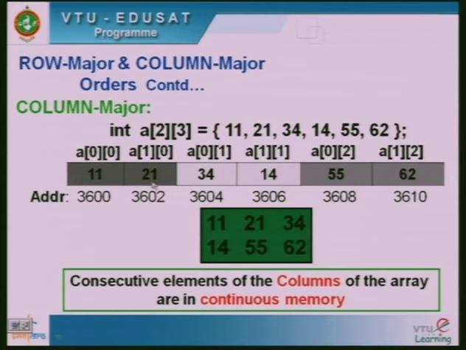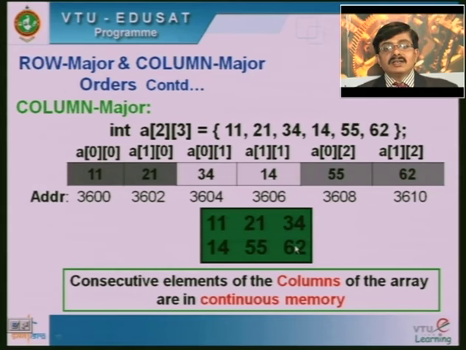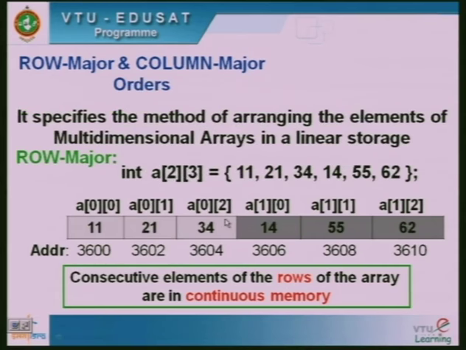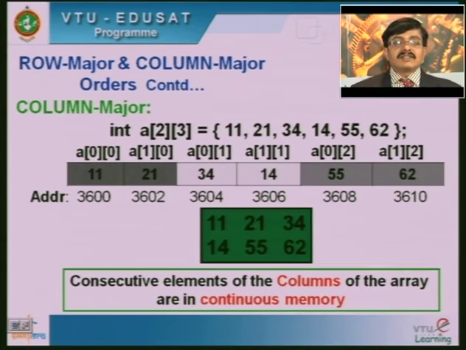So though I am storing it column wise, the elements of the matrix remain as 11, 21, 34 are the 0th row elements, 14, 55 and 62 are the first row elements. Only thing is I am storing the elements here column wise, right. So you can say a of 0th row, 0th column is 11, and here first row and 0th column the value is 21, the way exactly it is getting stored. But when you are reading the elements here, we will read them row wise only. Basically the C language supports only the row major ordering of the elements. The column major is supported in some languages like Fortran.